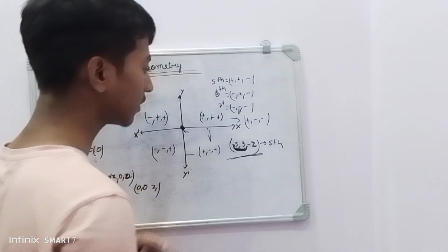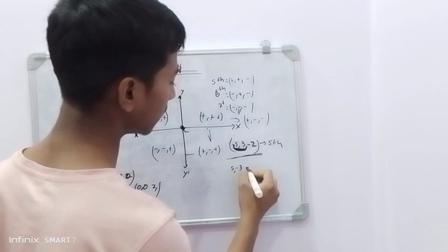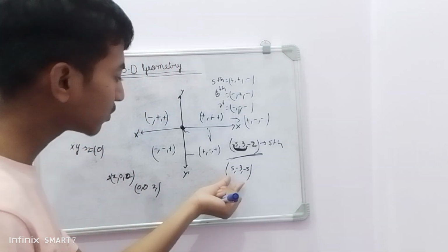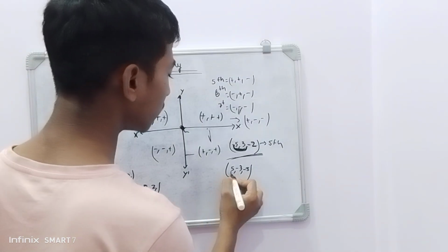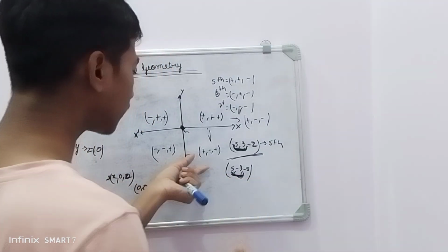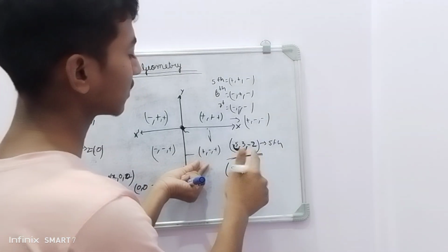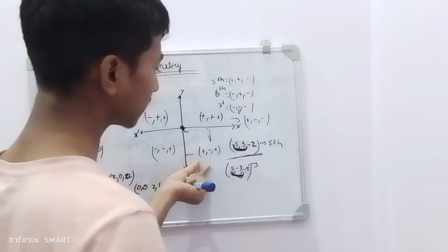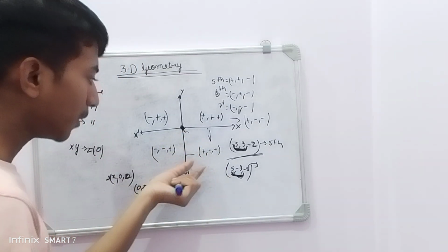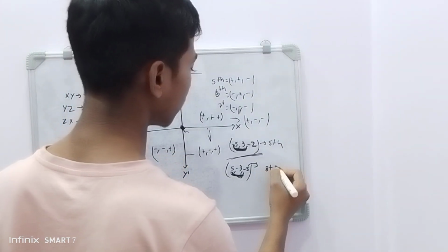And let's suppose another example, where the point is 5, -3, and z is negative. So you will be able to see where this point lies. First of all, look at this one only. As you can see, this one lies in the fourth quadrant, and as the z-axis coordinate is minus, the point lies behind this, which is the 8th octant. So it is lying in the 8th octant.